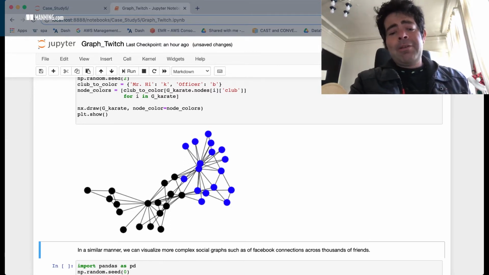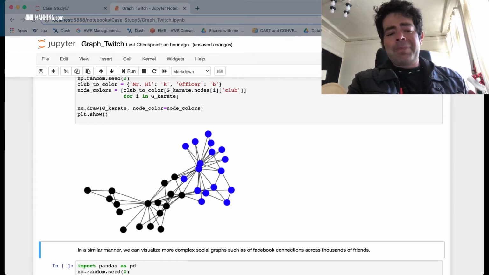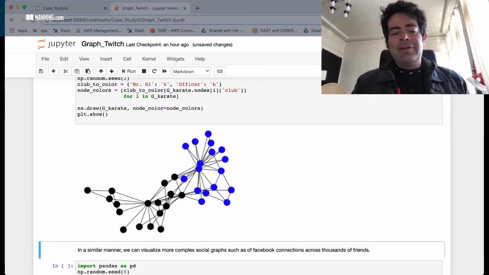And as a reminder, the nodes are colored by whether or not the student went off to join Mr. High or not. So the Mr. High nodes are all here in black. And we realize that one of the two clumps is all black, representing a tight connection of friends that all went off to join Mr. High's dojo.